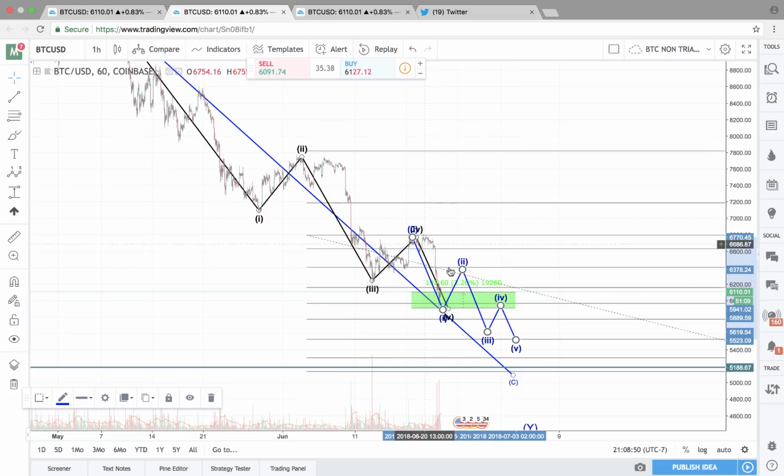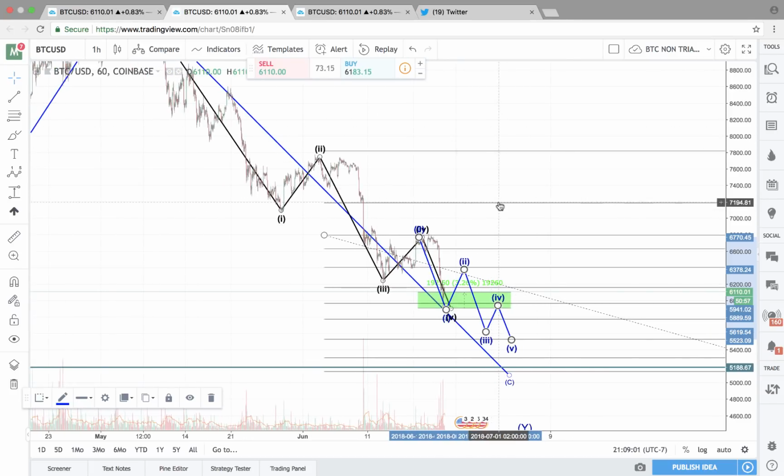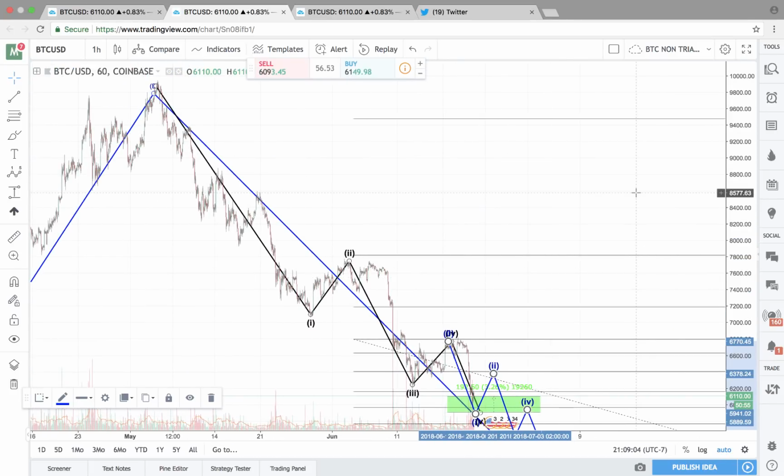More likely than not, it's just going to be some sort of a bounce. So I'm going to be very cautious as well when I'm adding my longs here, because that doesn't necessarily mean we're going to go to the moon yet. It just means that we're having some sort of a bounce here. So that's my current position here for this count.